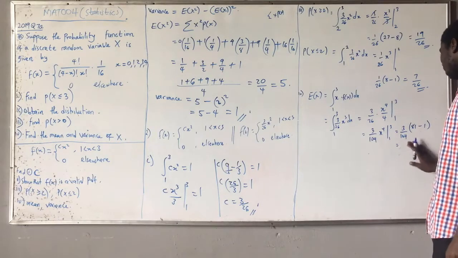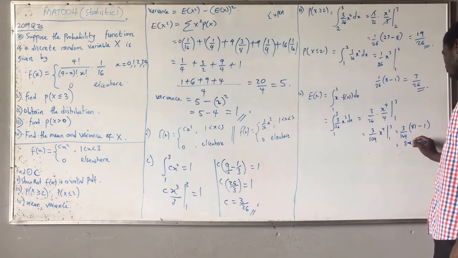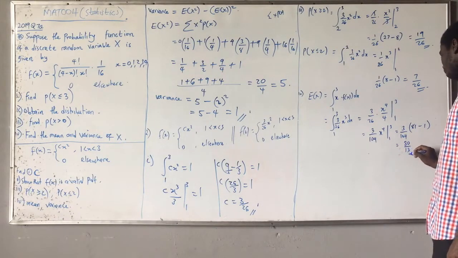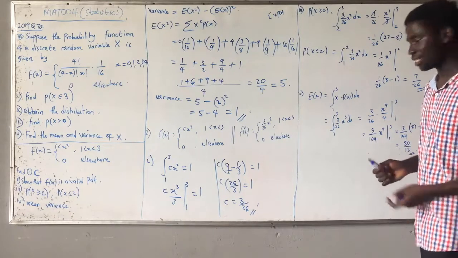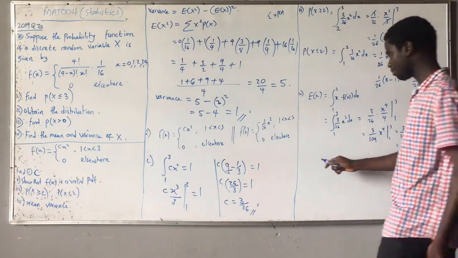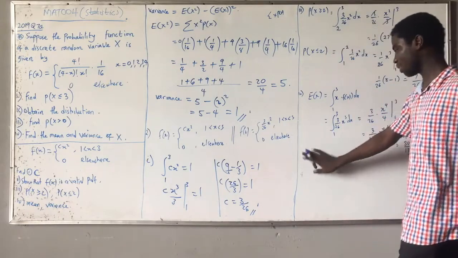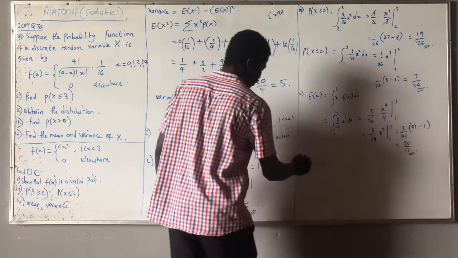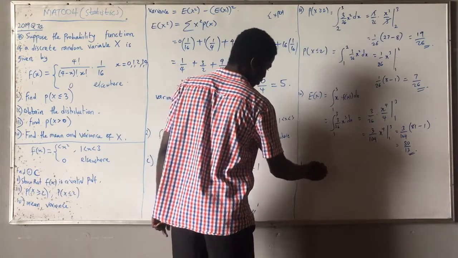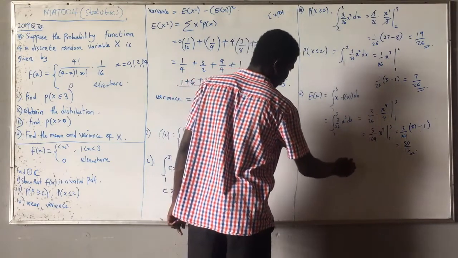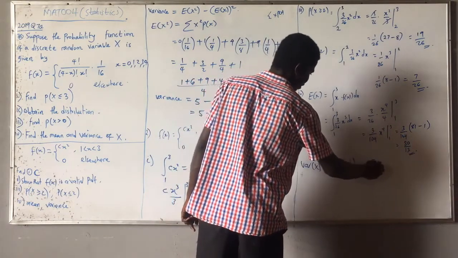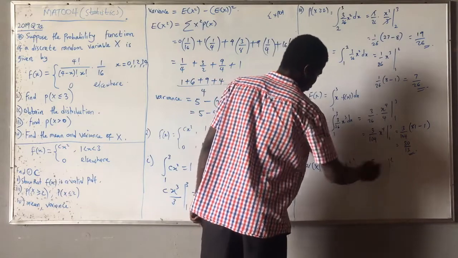10 over 13 times 3, that's 30 over 13. So the mean is 30 over 13. Now it's mainly variance. Integral for variance is what? Don't forget, variance is variance. That is the mean. Variance of x is E of x squared minus E of x all squared.